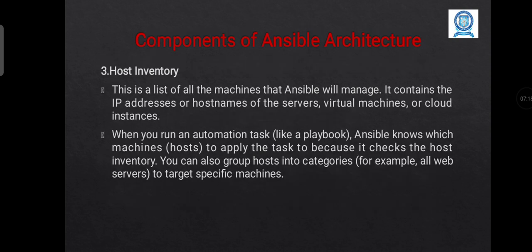Host inventory, the list of all the machines. This will keep track of the list of all the machines that Ansible will manage or connect to from the control node. It contains the IP addresses or host names of the servers, virtual machines, or cloud instances. When you run an automation task in the form of playbooks, Ansible knows which machines to apply the task to, because it checks the host inventory. You can also group the hosts into categories, for example, whether a particular group of systems will act as the web server, etc.